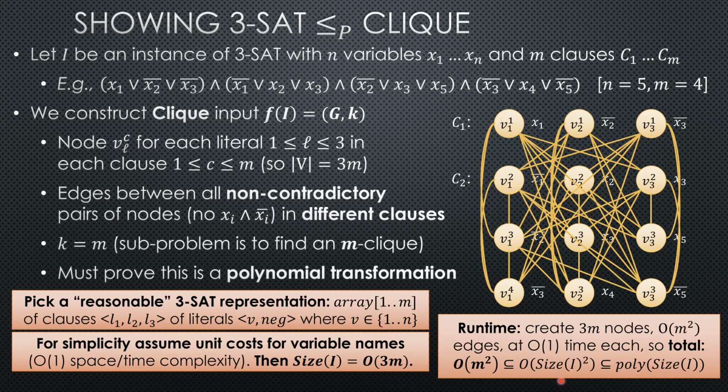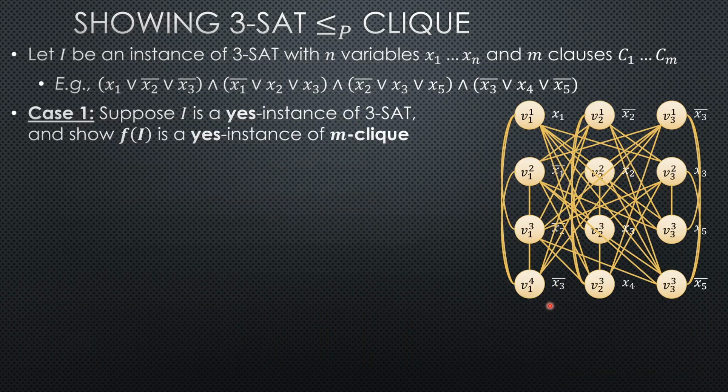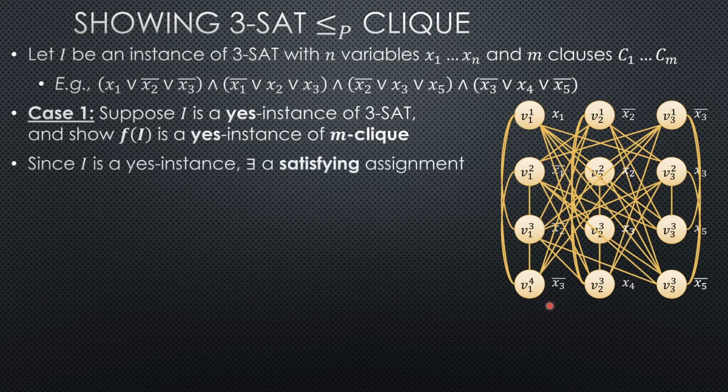Let's show the correctness results. So we're going to do two directions. We're going to first suppose that I is a yes instance of 3SAT, and we're going to show that the transformed instance is a yes instance of m-clique. So if there is a satisfying assignment of the original m-clause 3SAT formula, then in our transformed input, the graph, there is an m-clique. Okay, and then we'll prove the opposite, that if there's an m-clique in the transformed instance of our input in the graph, then in the original input there was a satisfying assignment covering all m clauses. Okay, so that'll be case 2.